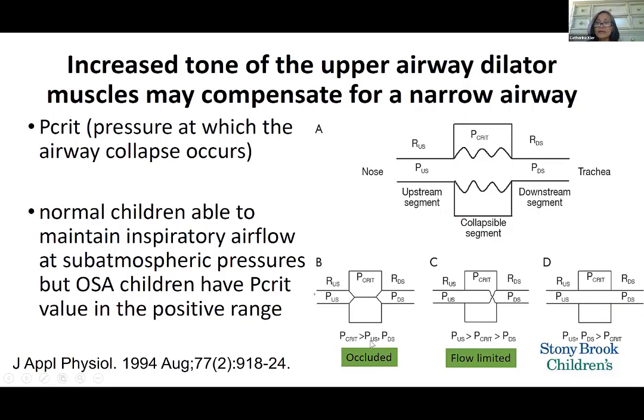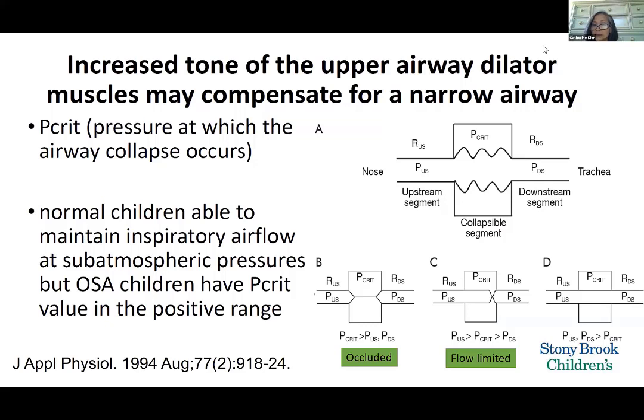Now, why are some kids with seemingly big tonsils able to compensate? Because they have increased tone of their upper airway muscles that compensate for a narrow airway. So you can see here that the peak rate pressure is a pressure.